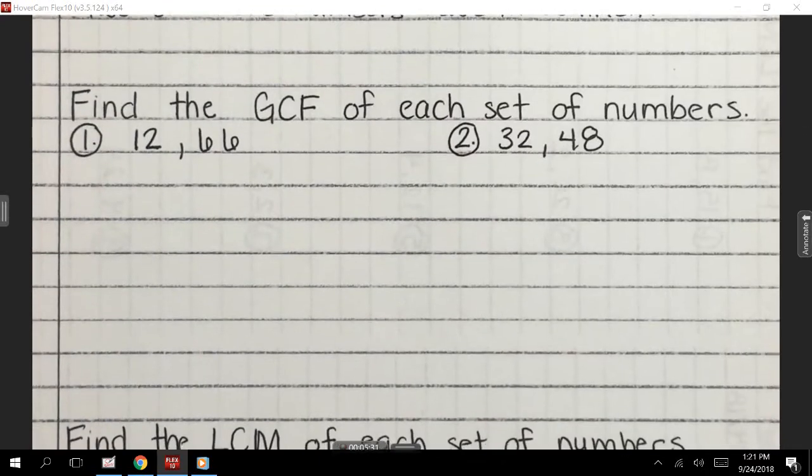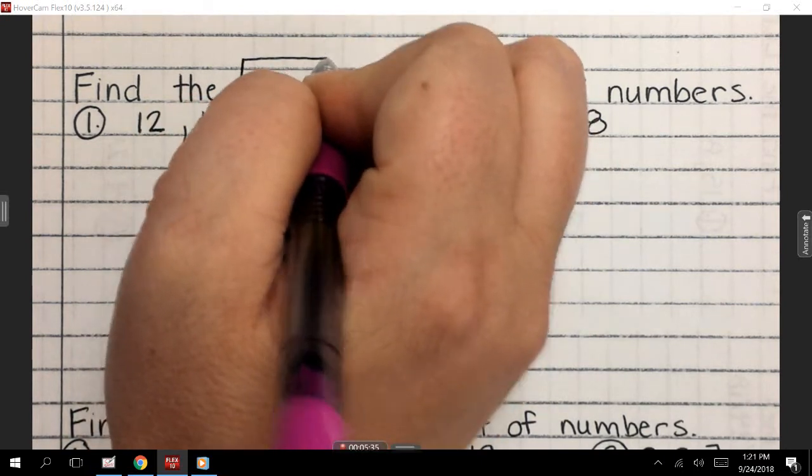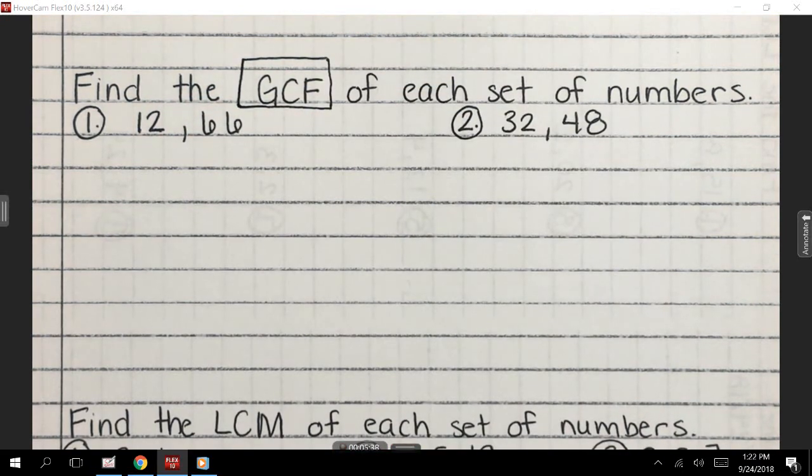All right. On this first example, it says find the GCF. So here's where we're doing GCF. I'm just going to put a little box around there so when I look back at my notes, oh, there's the GCF problems. It's easy to find. Okay? Find the GCF of each set of numbers. The way that we're going to do this, guys, we're going to make something called factor trees.